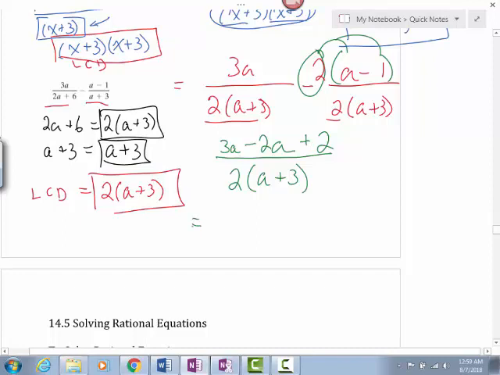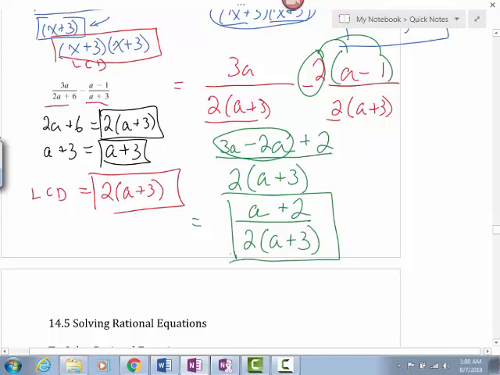So now, let's go ahead and worry about combining our like terms. So 3a minus 2a is just an a plus 2 all over 2, and then parentheses, a plus 3. All right, so that's 14.4.